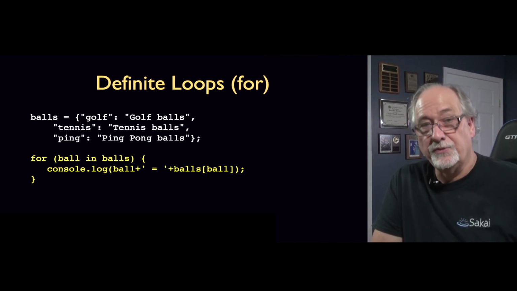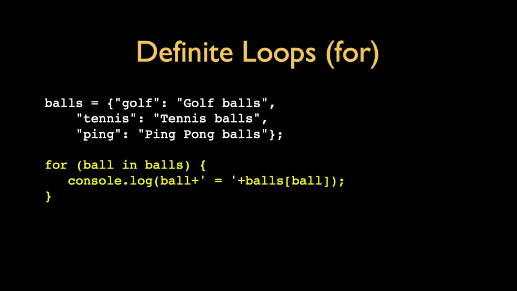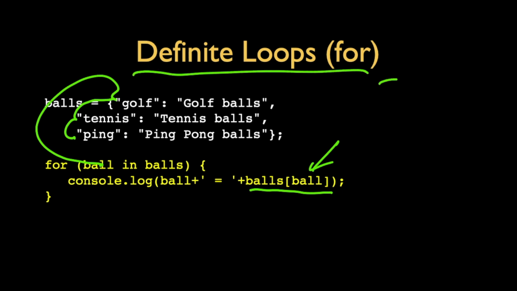So you can also loop through objects. Here's an object that has three attributes, golf, tennis, and ping. And I can say for ball in balls, and then that means that this iteration variable is going to walk through the keys or the attributes. So it's going to be golf, ping, and tennis. And then I can use the lookup syntax to look up balls sub golf, balls sub tennis, and balls sub ping, and then print all those things out. So that's what's called a definite loop. That's looping through an object that we're going to see.